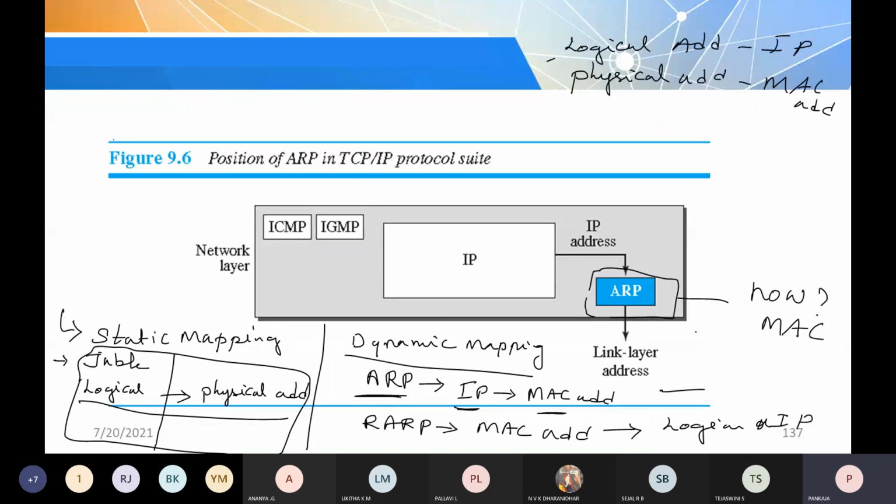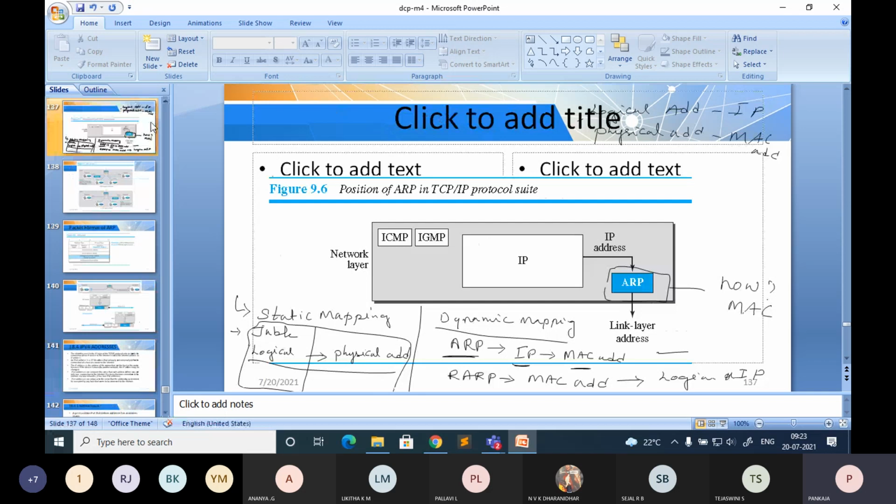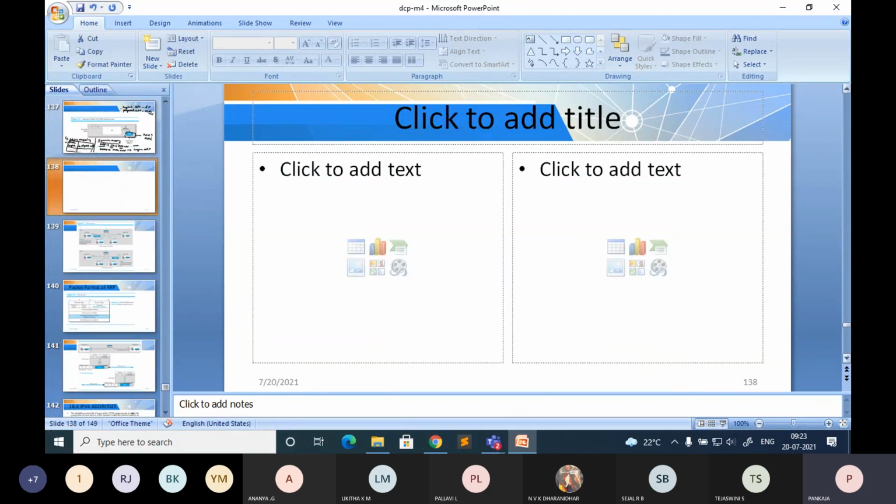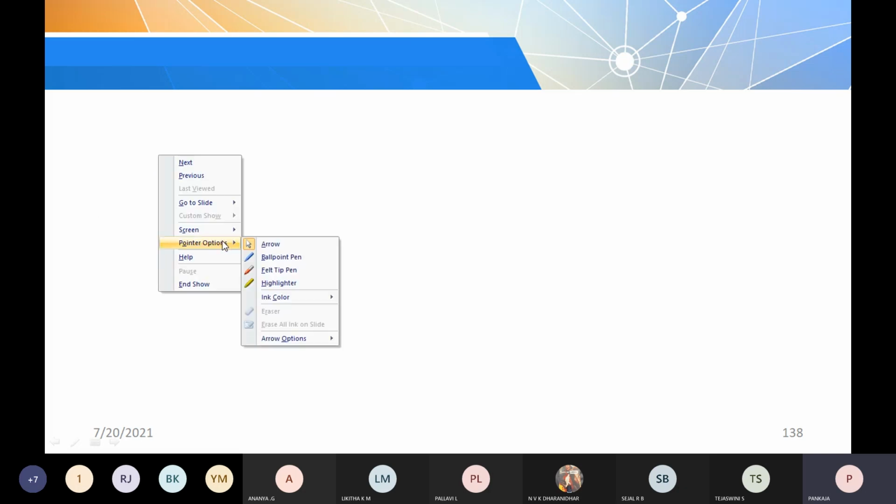So I will give one simple example. I'll take one new slide so that I can draw the diagram. Just give me a minute. See, this subject is not complicated. Try to relate it to real-time examples so that you can understand better. Don't study blindly. If you relate it to the networks you are already using, you can easily understand the concept. So let me take one example to show how exactly ARP works.